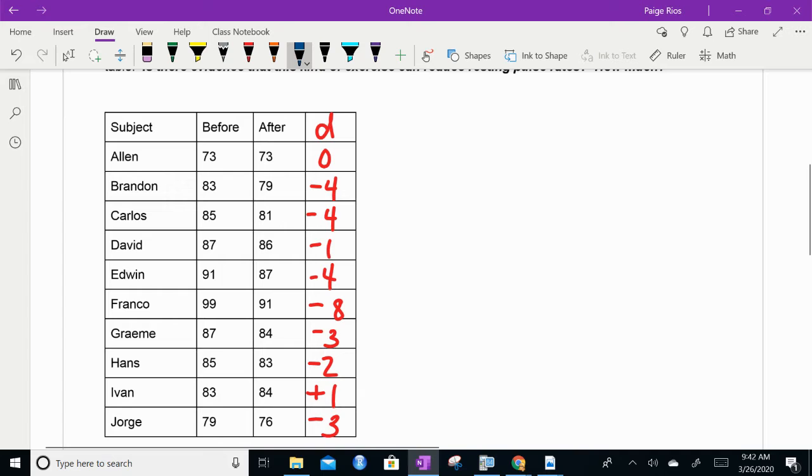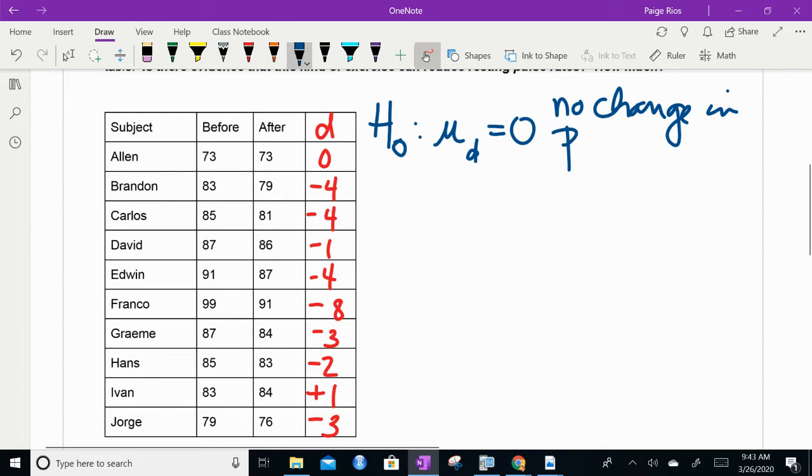Okay. So if I take my hypothesis that, remember, the null hypothesis is always no change, okay? No change, no disease. So what I would do is write out for this one, H sub 0, the null hypothesis, mu D equals 0. So there's no change in pulse rate for participants.